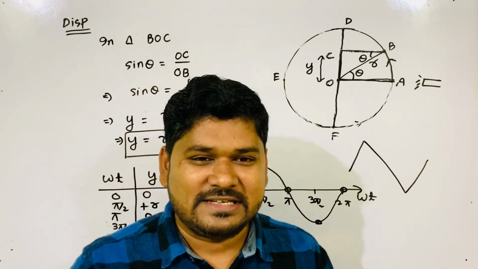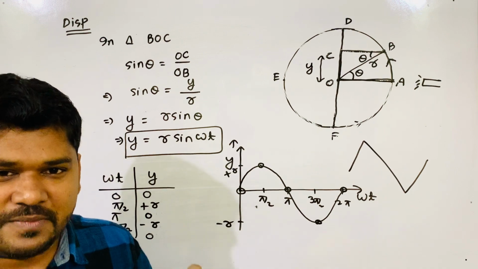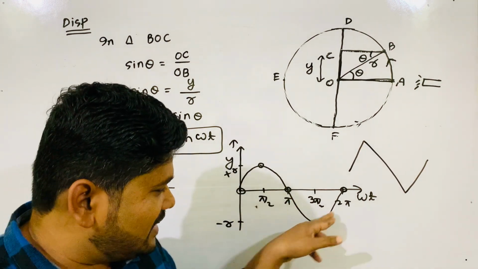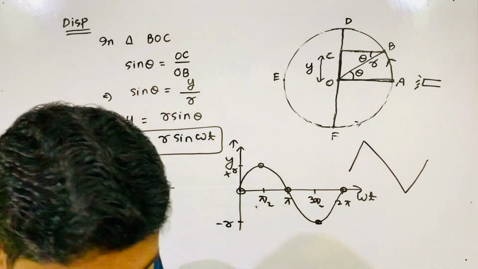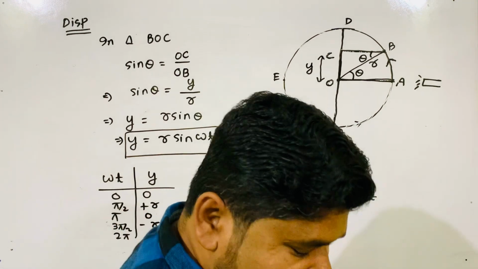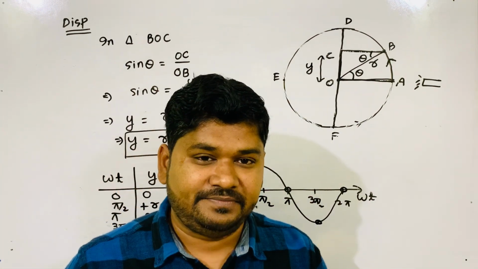But you already know the sine graph is like this. We have taken only some points, but if we take all points minutely, then you will get the graph like this, not a straight line. Don't join it like this. So this is the variation of y and omega t.